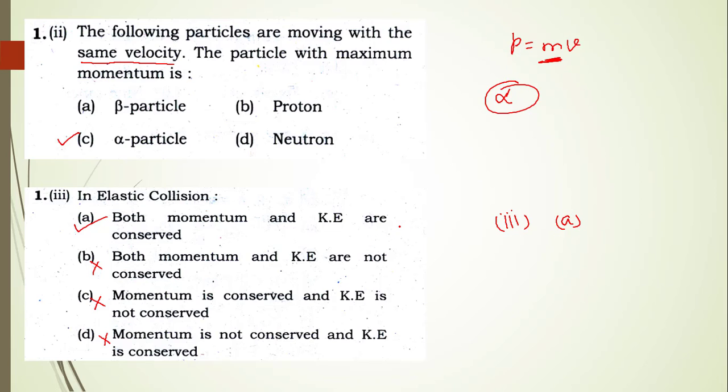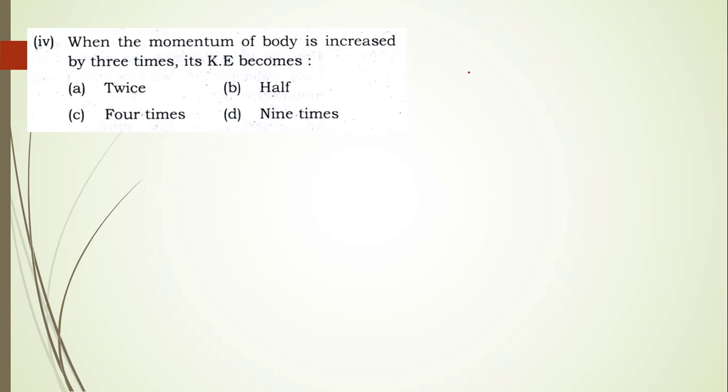Now moving towards the fourth part of the first question. When the momentum of a body is increased by 3 times, the kinetic energy becomes? We know that the relation between kinetic energy and momentum is p square by 2m, where p is the momentum and this is the kinetic energy. If we write this kinetic energy by say K. Now let us consider the new kinetic energy is K dash and momentum becomes 3 times its initial value, that is 3p.